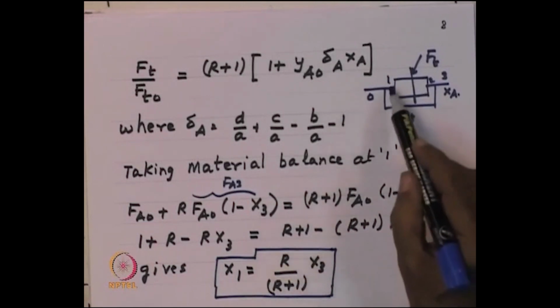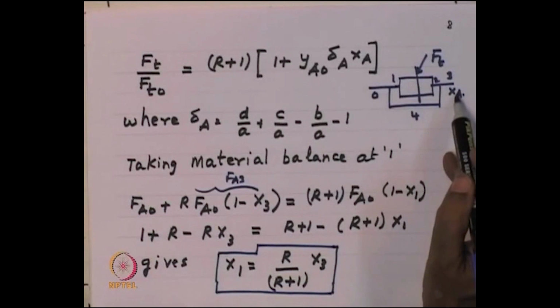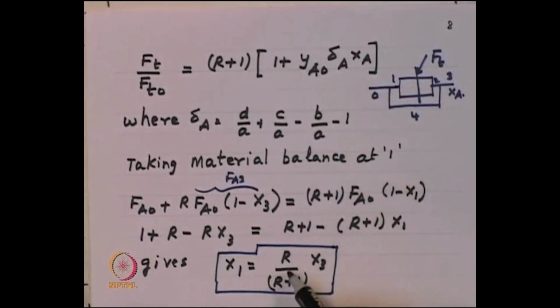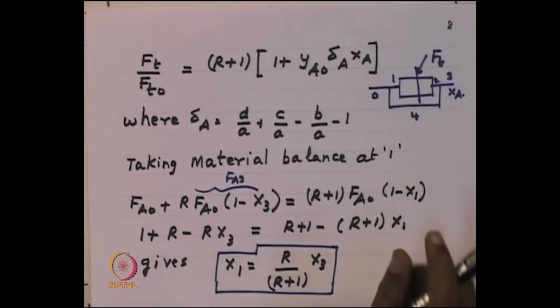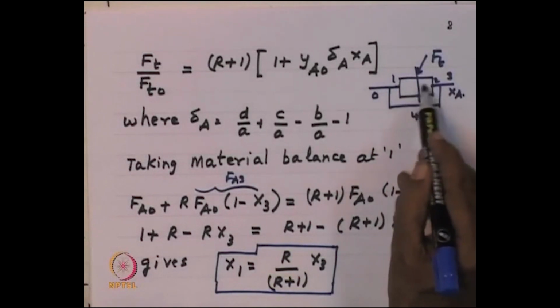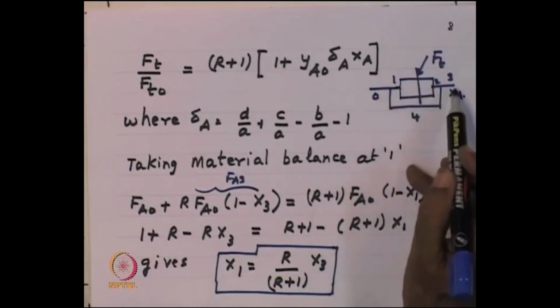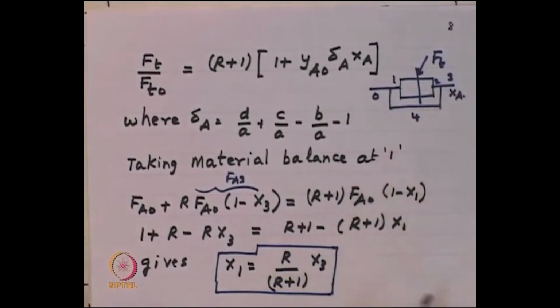It means that per pass conversion is quite low, while overall conversions can be quite high, depending on the choice of R. If R is very large, what does it mean? X 1 becomes very close to x 3, which means what? The per pass conversion in the equipment is very low. So, you have very little conversion here between point 1 and point 2, per pass is low, okay, but the overall can be quite high. Okay. Let us go forward.